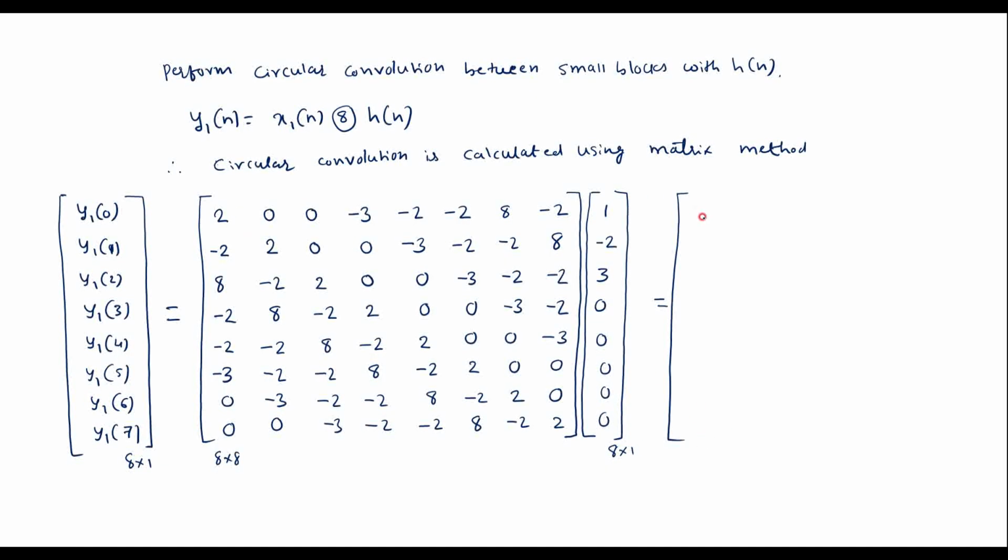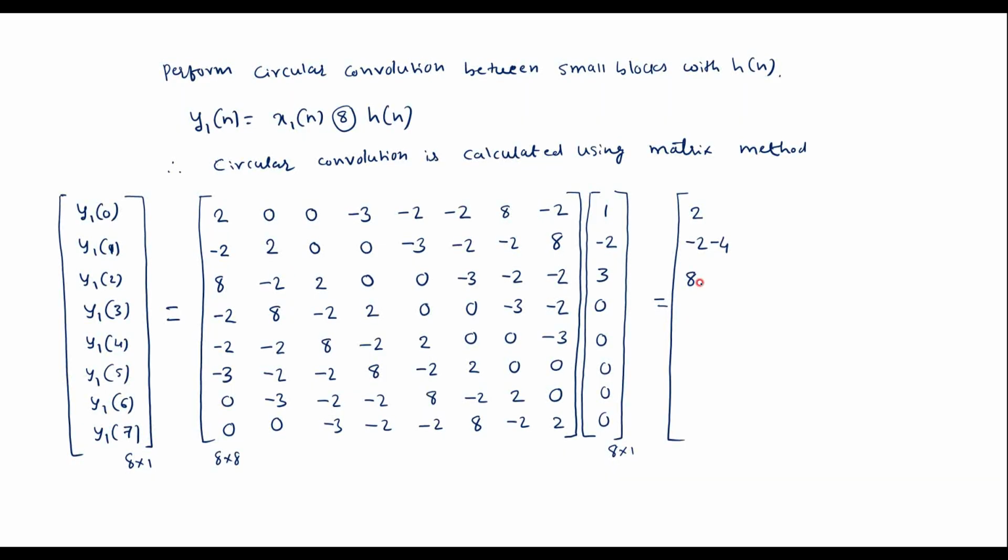So 2 into 1 is 2. This is 0. This into this is 0. Minus 3 into 0 is 0. So here rest all values will be 0. Next we'll multiply second row with column, that is minus 2 into 1 is minus 2. Then 2 into minus 2 is minus 4. 0 into 3 is 0. 0 into 0. Rest all values are 0.